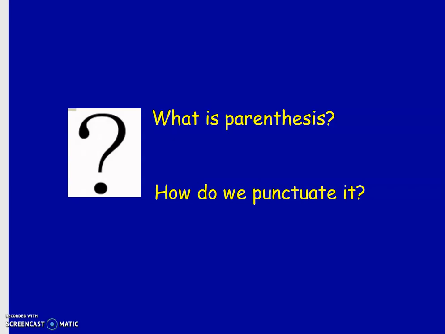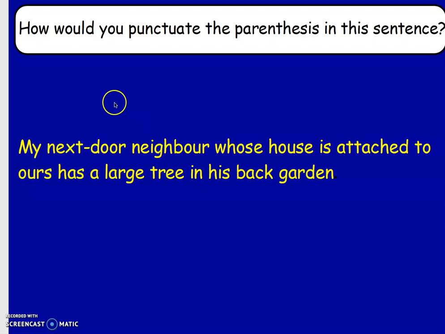Now, the punctuation we can use is either brackets, commas, or dashes. And those go in between the added information. That's how we punctuate it. So I'll show you an example sentence that I want you to put the parenthesis into. Have a think about how you would put the punctuation in for parentheses in this sentence. It says, my next door neighbour, whose house is attached to ours, has a large tree in his back garden. Pause the video here, see if you can try and work it out.